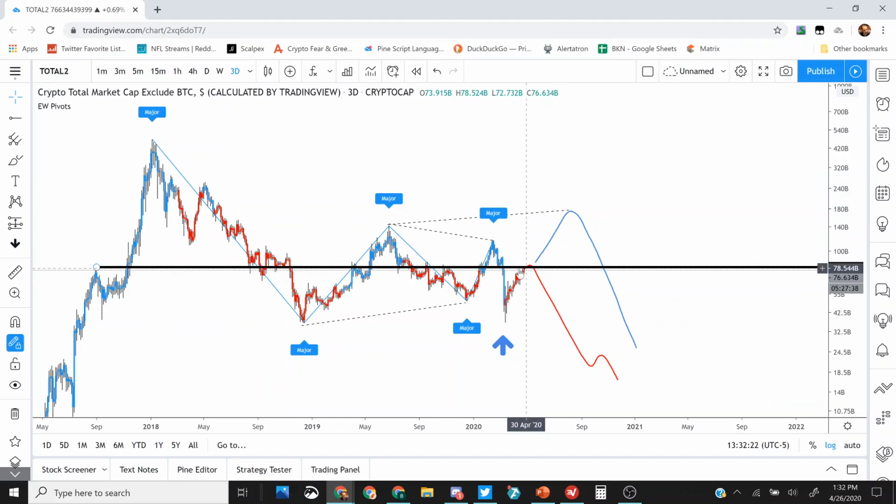If we can establish that as support, then I'd be looking for blue. I'd be looking for this to form a major pivot. But I just talked to you about strength in the US dollar. That would suggest that the red route is more likely.